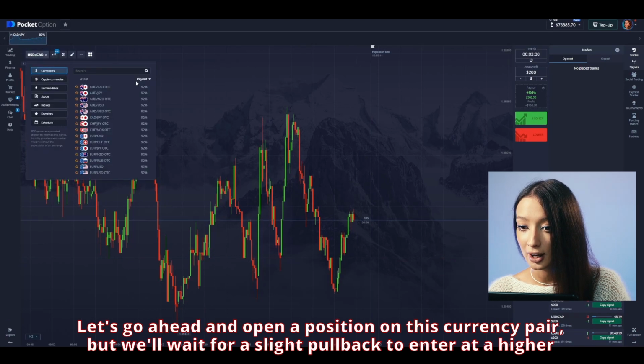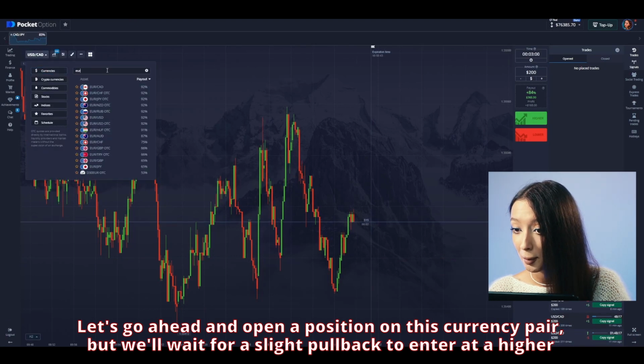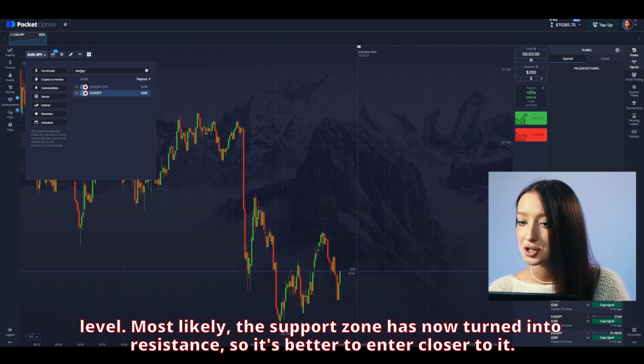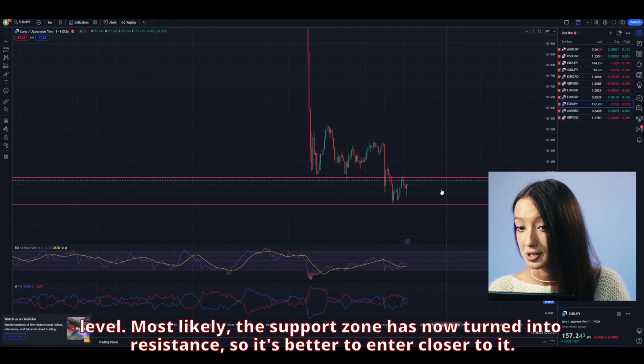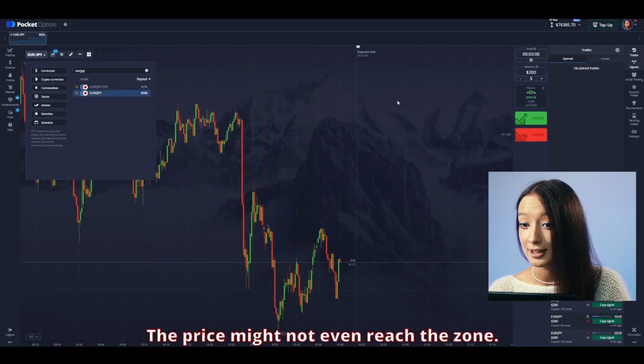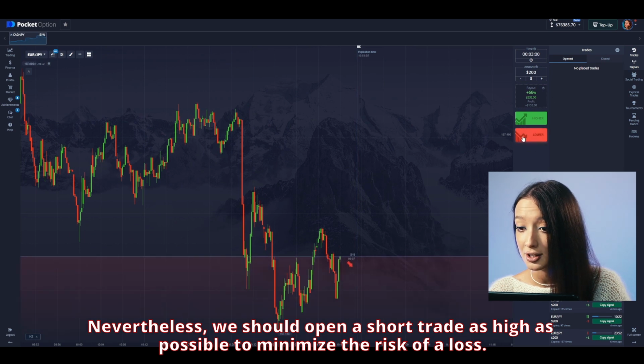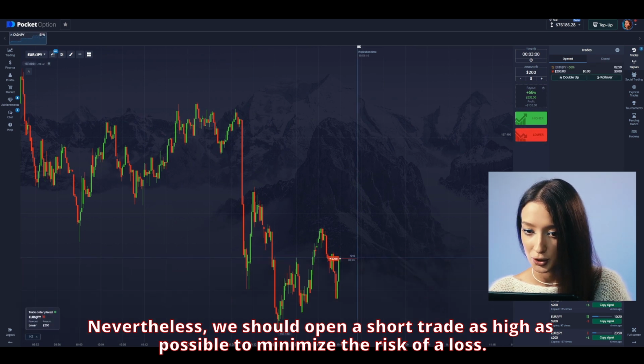Let's go ahead and open a position on this currency pair, but we'll wait for a slight pullback to enter at a higher level. Most likely the support zone has now turned into resistance, so it's better to enter closer to it. The price might not even reach the zone. Nevertheless, we should open the short trade as high as possible to minimize the risk.